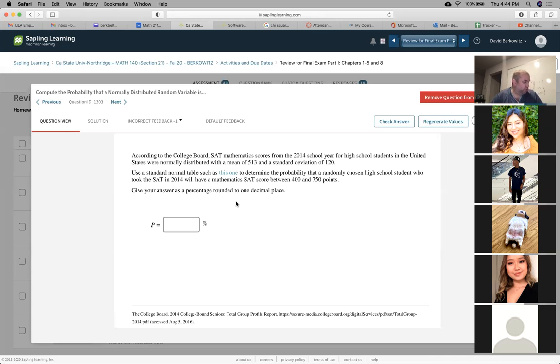So how do I compute my z-score for my score of 750? I take my data point, 750, subtract mu, 513, divide by sigma, 120, and I get 1.975. If I do the same thing for my score of 400, I do 400 minus 513 over 120, and I get negative 0.942. So underneath my raw data, I computed my z-scores. 400 corresponds to negative 0.942, 513 corresponds to 0, and 750 corresponds to 1.975.